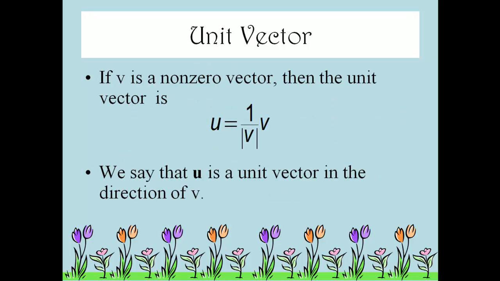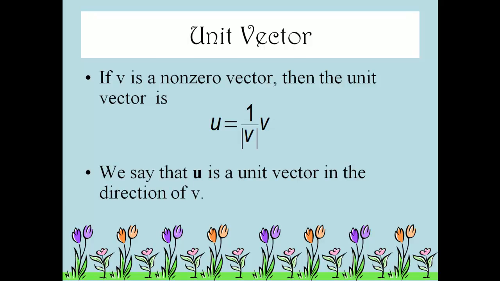So if we want to find a unit vector for v, which is a non-zero vector, then the unit vector is going to be 1 over the magnitude of v times the vector v. And so what we say is we want to find that unit vector u, a unit vector in the direction of v. So basically, if I said I want to find a unit vector in the direction of v, this is what I'm going to use. I'm going to take 1 over the magnitude of the vector v, multiply it by the vector v, and that's going to give me the unit vector.